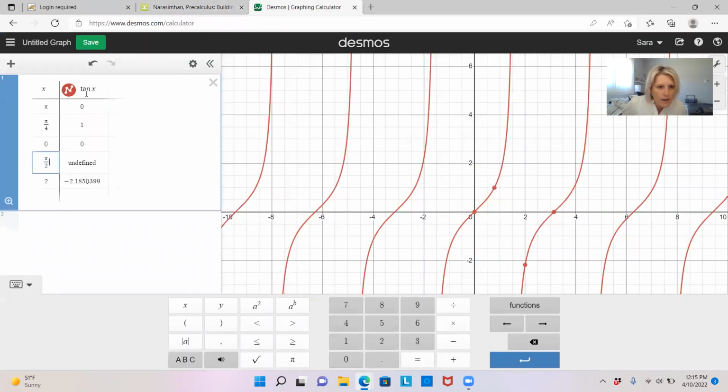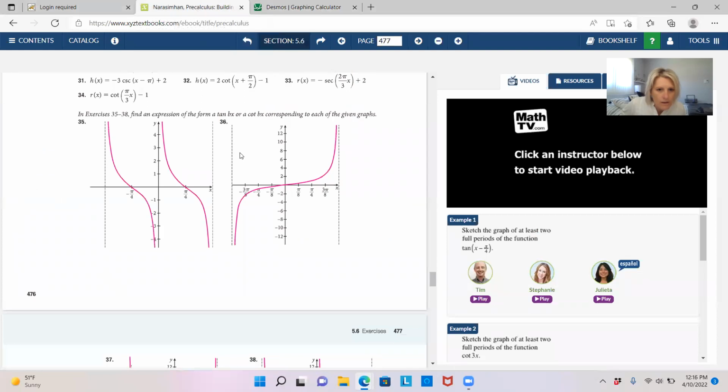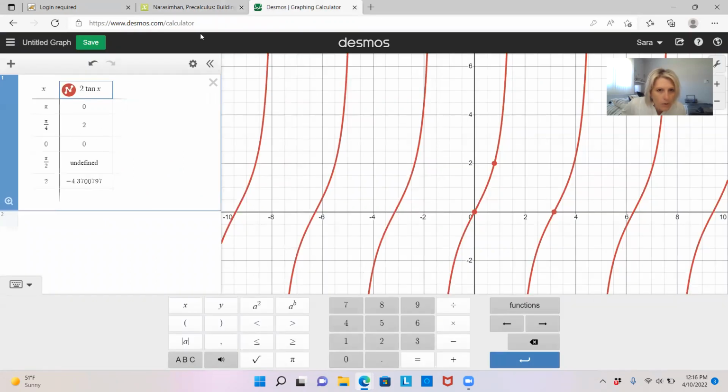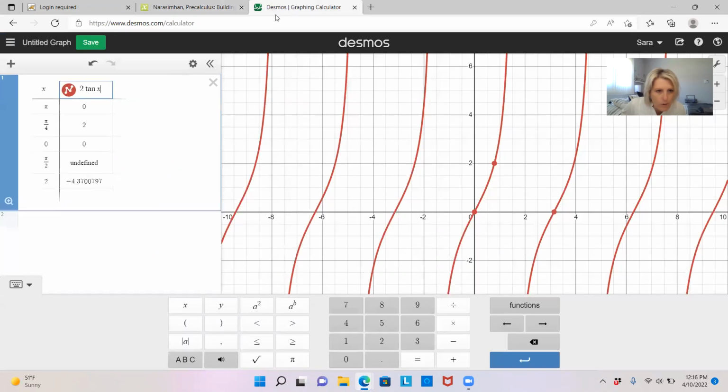So we could say, what if we just doubled the tangent? So I'm going to put a 2 in front of the tangent. So at pi over 2, it's undefined. And it looks like it is going to be undefined at pi over 2. At pi over 4, it looks like it's 2. It doesn't quite look like it's 2 at pi over 4, though, right? It looks like it's 1 at pi over 4.